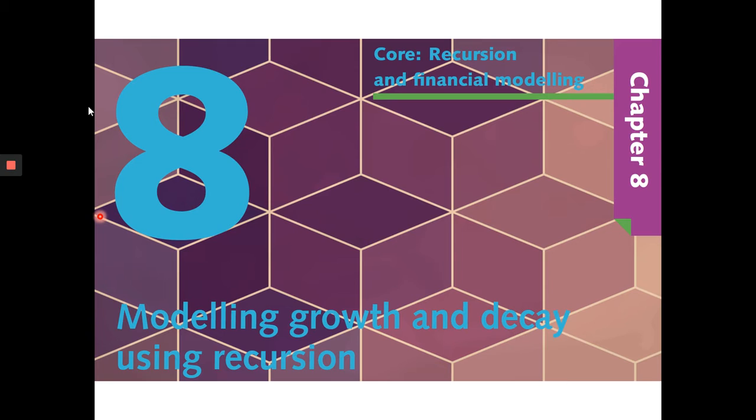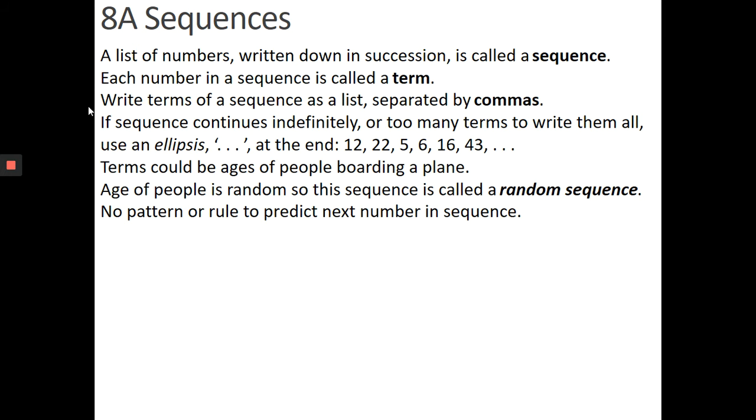So starting the finance section of the course, which is chapter 8 and chapter 9. This one here, chapter 8, modeling growth and decay using recursion. So sequences, you've known them since probably before you started school. Counting is a sequence. Obviously we're going to get a little bit more tricky, aren't we? More complicated, so it's going to be annoying for you.